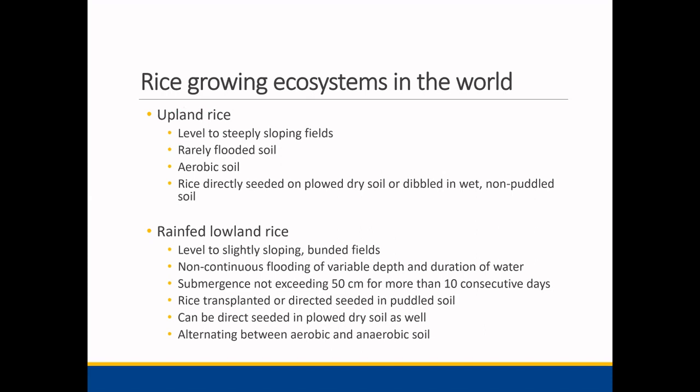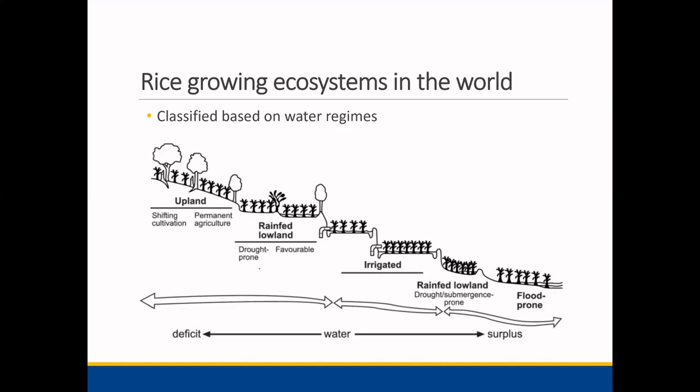Okay, so the second one is the rain-fed lowland. If you go to this schematic diagram, this can be here in between, maybe at a little bit high elevation or maybe at a little bit low elevation.